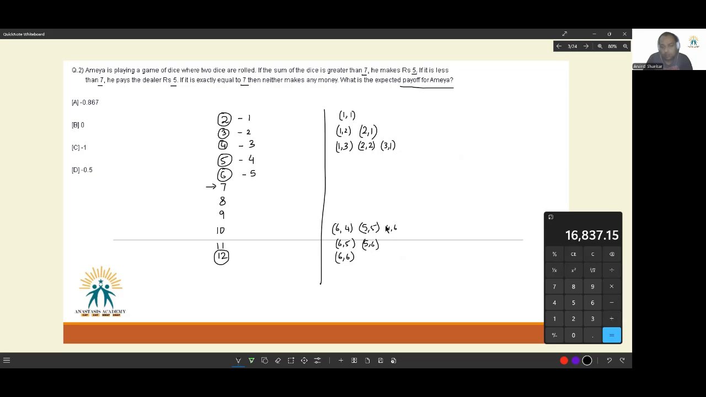and 4, 6. Why I've written it in this manner is hopefully you can see 1 is the mirror image of 6 on a dice. On the top surface, if you have 1, on the bottom surface, you will have 6. So 1, 6, and 2 is the mirror image of 5, and 3 is the mirror image of 4.